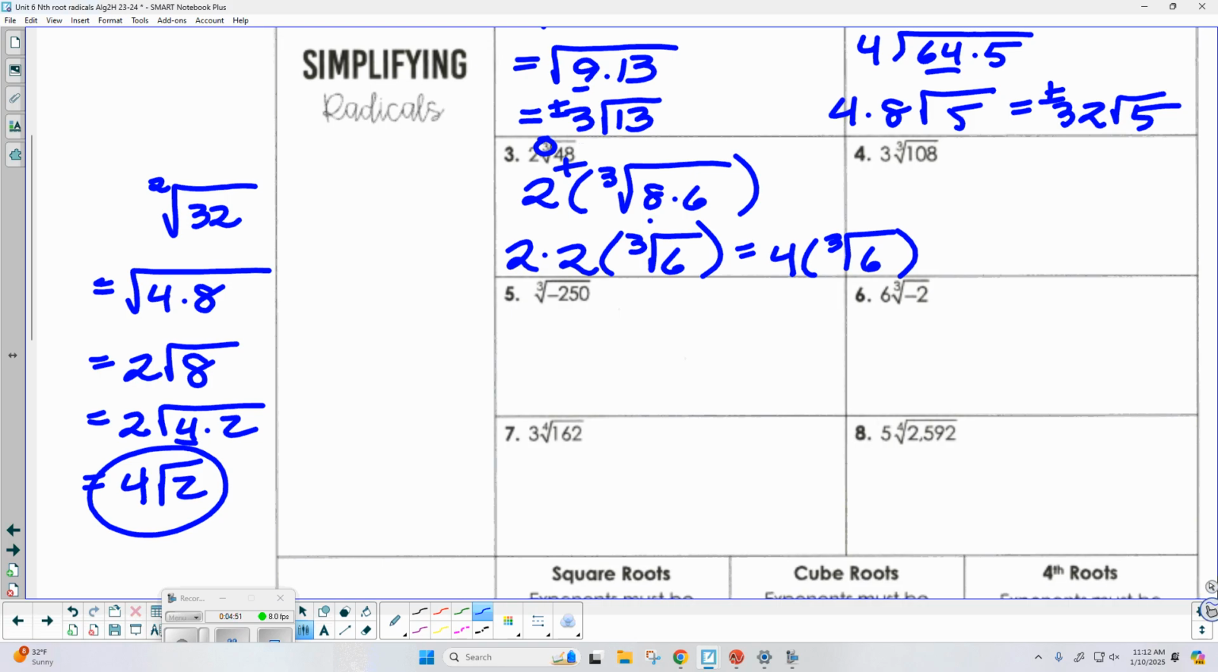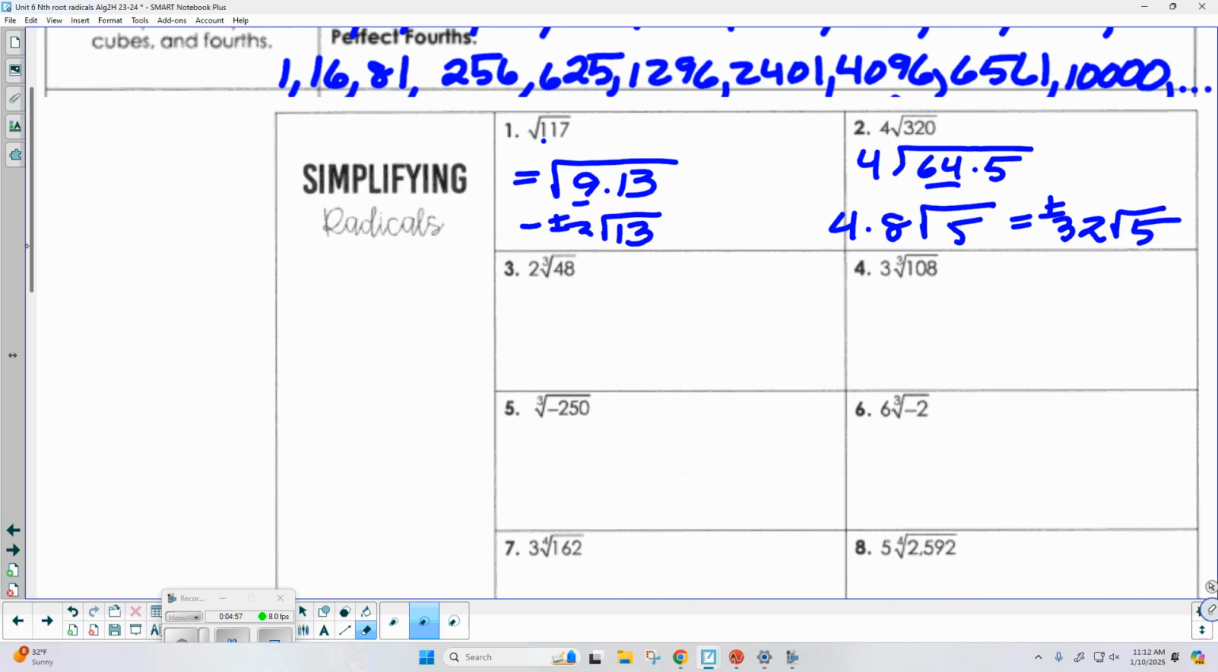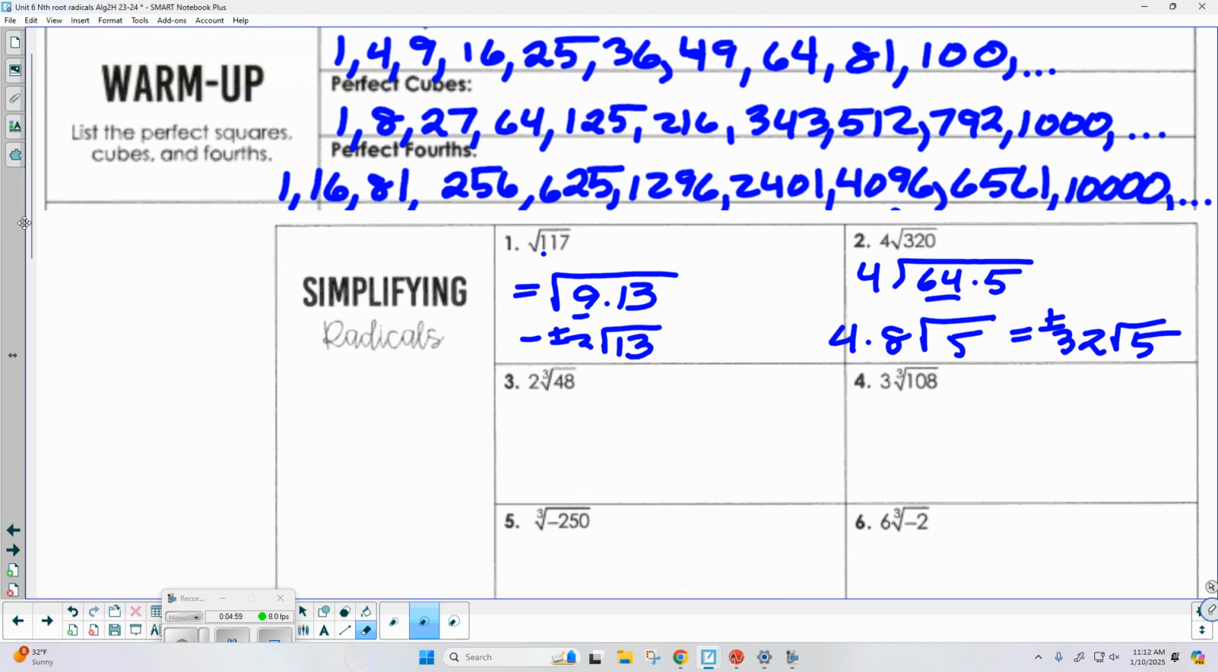All right, well, that's a square. So let's look at number 4. Right now, because it's a cube, we're looking at this row right here. So that 3 on the outside, we're not going to worry about it right now until we actually pull something out. So 108. I'm looking for the largest perfect cube that will evenly divide that.